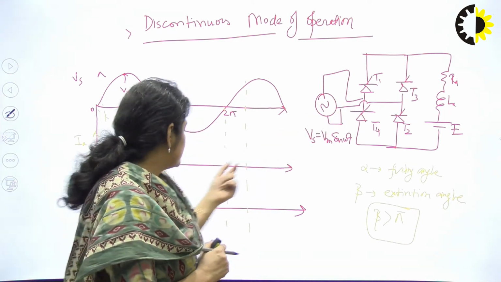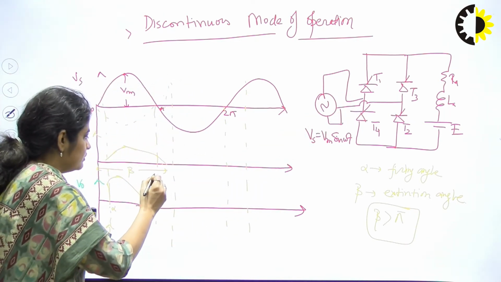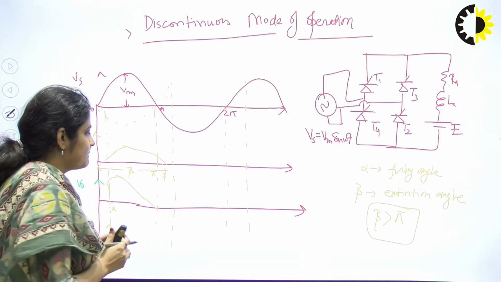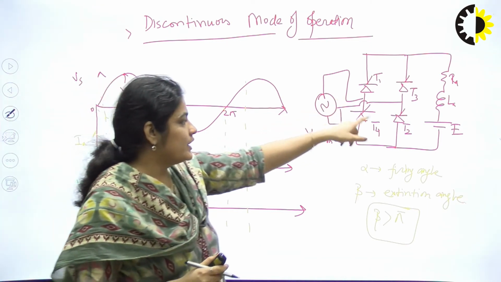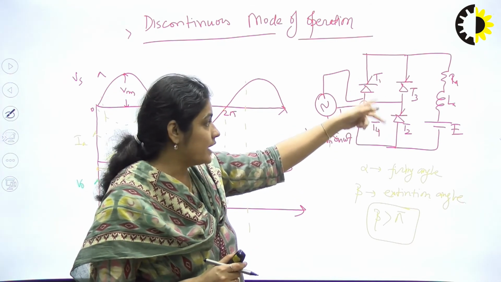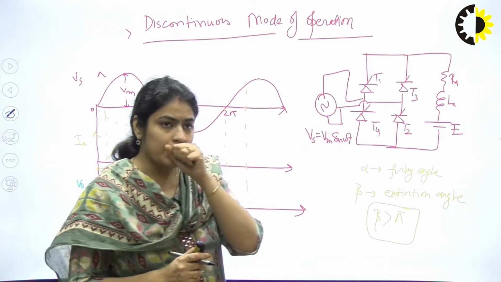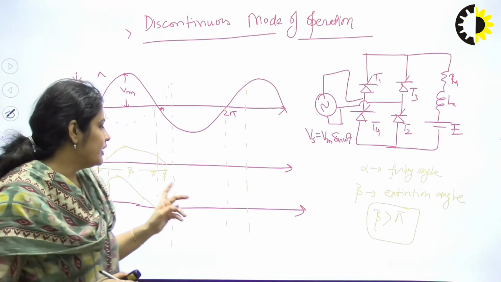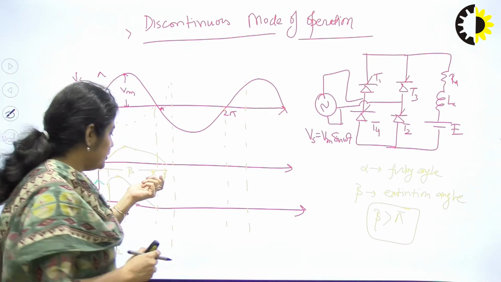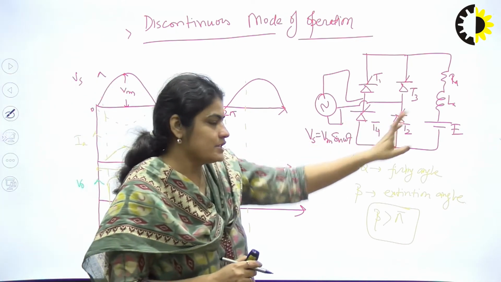So during pi to beta, the current is still there, even though T1 and T2 experience a negative voltage. So T1 and T2 are not turned off till beta. So during pi to beta, you are getting the same voltage as Vs, right?